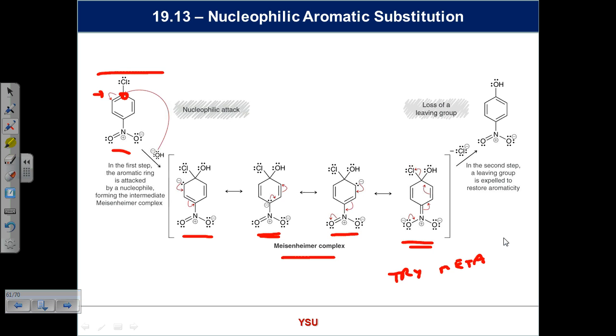But you're typically looking for the orientation of the Cl or the bromine being para or ortho to the nitro group. That's key for the electron density being distributed in the right places. Pretty happy with that? Yeah, back into it now.